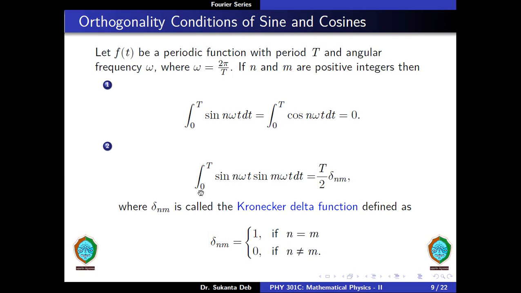Then also we have the integral from 0 to capital T of sine of n omega t sine of m omega t dt is equal to capital T by 2 into delta nm, where delta nm is called the Kronecker delta function, defined as delta nm is equal to 1 if n is equal to m, else delta nm is equal to 0 if n is not equal to m.